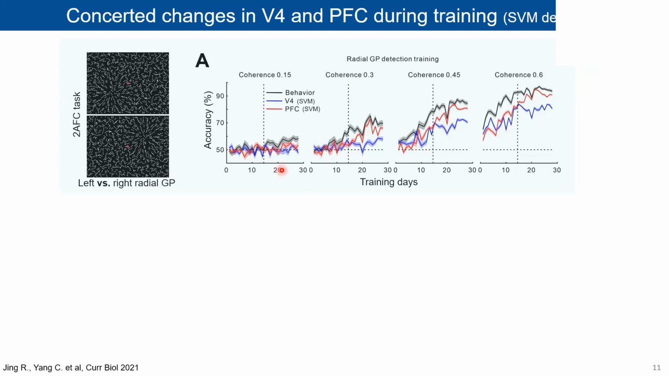And for each training day indicated by the x-axis, the blue and the red curves indicate the decoding results from V4 and PFC respectively. We see that for both, the decoding accuracy actually increased with training. For example, for coherence 0.6, the red curve and blue curve increased with training in parallel with animals' behavior.